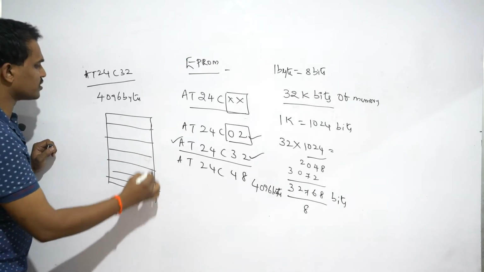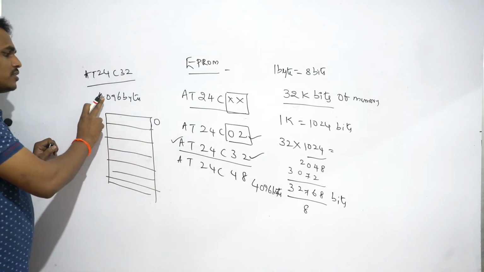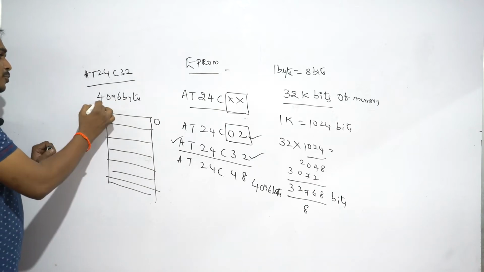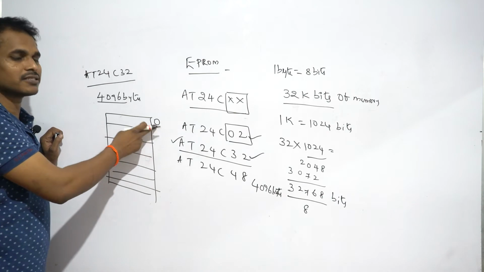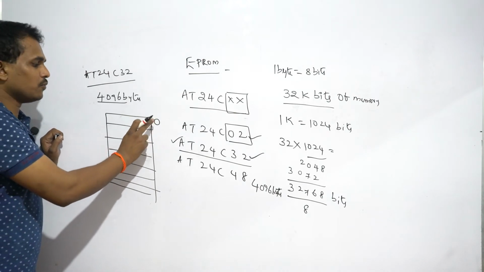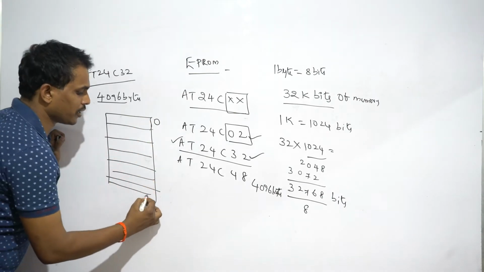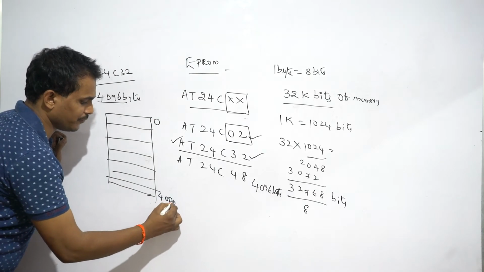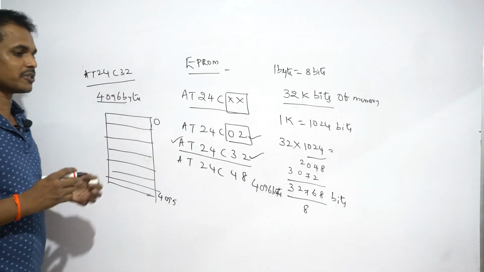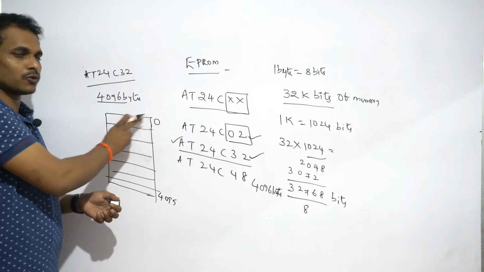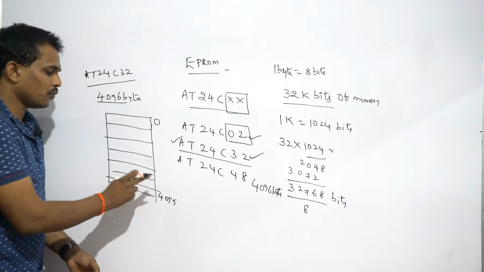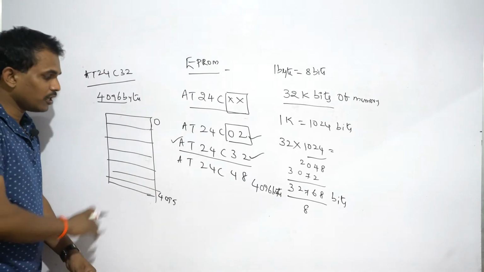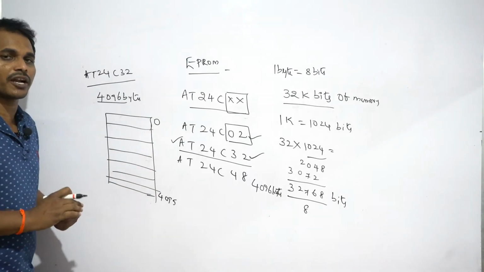Once you start with 0, what is the last location? This is the decimal representation. The memory addresses always start with 0. So once it starts at 0, the last location here is 4095. So it provides 4096 locations in total. 0 to 4095 is the total decimal representation of memory addresses.